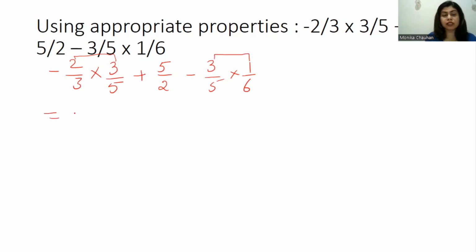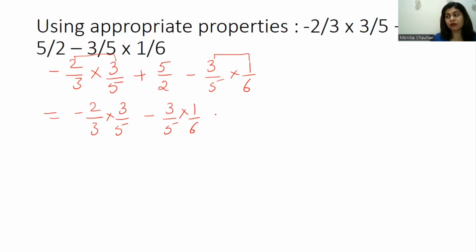So my next step is minus 2 upon 3 into 3 upon 5 minus 3 upon 5 into 1 upon 6. So I have written this first, okay? And then plus 5 upon 2. Now, while rearranging, when I bring this last term first over here, I'm using the commutative property. If I change the order of the numbers, even then my answer remains the same.